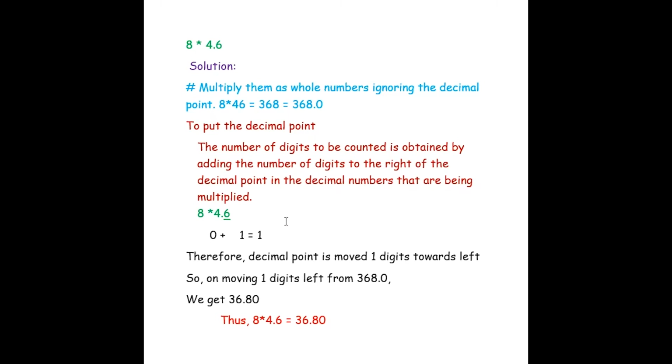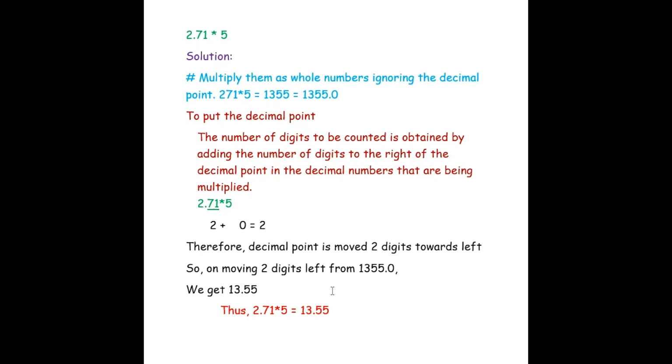Next step, we have to place this decimal point at the correct place. How will we do that? In the given decimal number, we have to see how many digits are there to the right of the decimal point. In our question, we have only one decimal number, that is 4.6. To the right of the decimal point, we have only one digit. So we have to move the decimal point only one digit towards left from 368.0. If you move one digit to the left, you will get 36.80. So thus 8 into 4.6 is 36.80. Now let's see the next question.